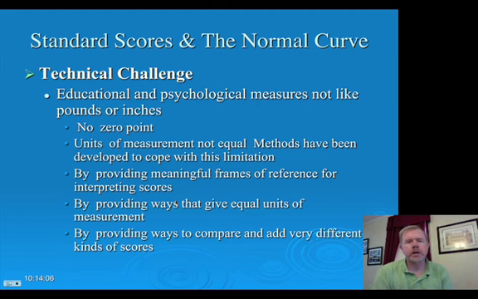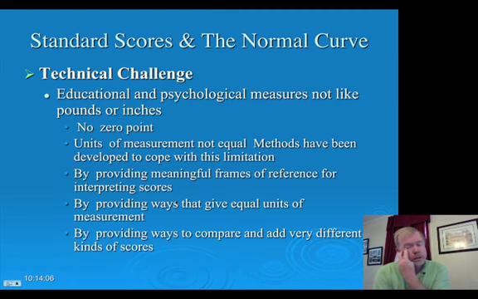One of the technical challenges is that our measures are not like a weight scale, and they're not like a ruler. There isn't really a precise or real measurement for any of the things that we look at. In fact, we're making an inference or an interpretation of the information that we have in front of us. Our units of measurement are not equal. Is 3 items right 3 times better than 1 item right? Or is it just simply different?